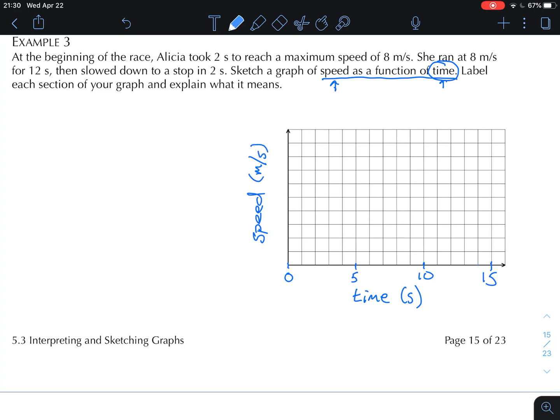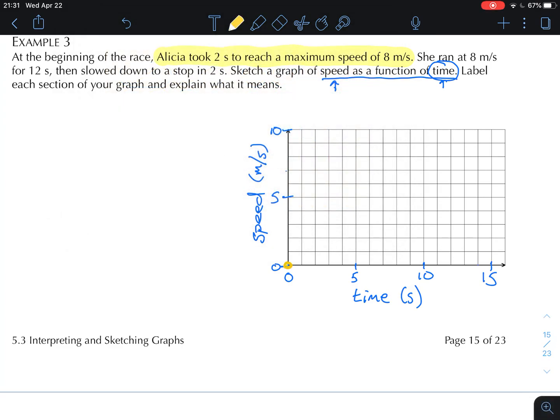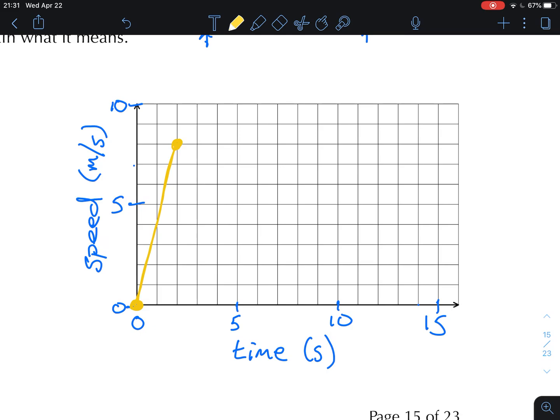And our speed is measured in meters per second. 0, 1, 2, 3, 4, 5, 6, 7, 8, 9, 10. Okay, let's take a look. The first section. So Alicia took 2 seconds to reach a maximum speed of 8 meters per second at the beginning of the race. So Alicia started at 0, then took 2 seconds to get up to 8 meters per second right here. That's her first section right there.